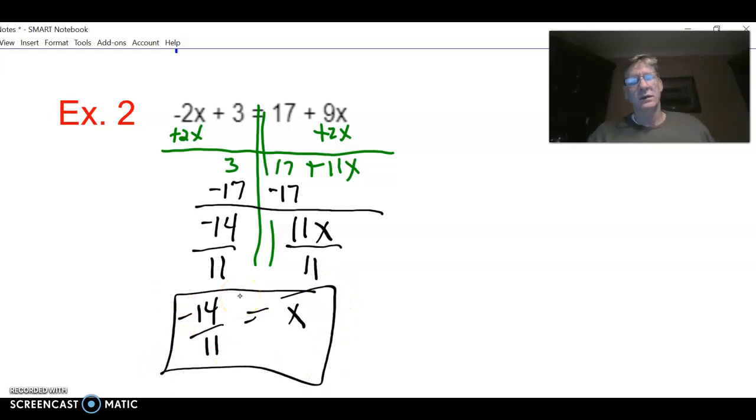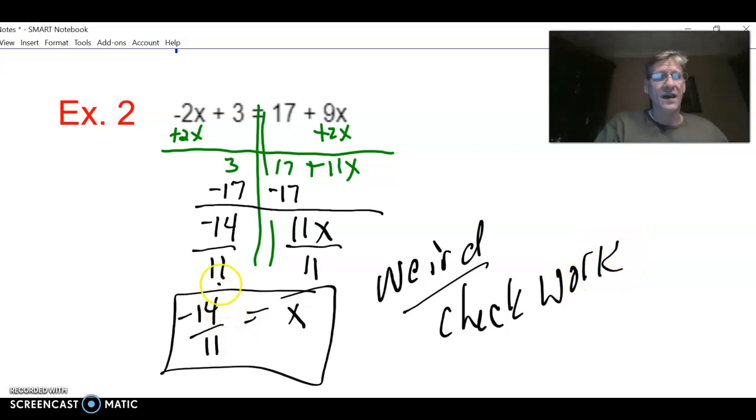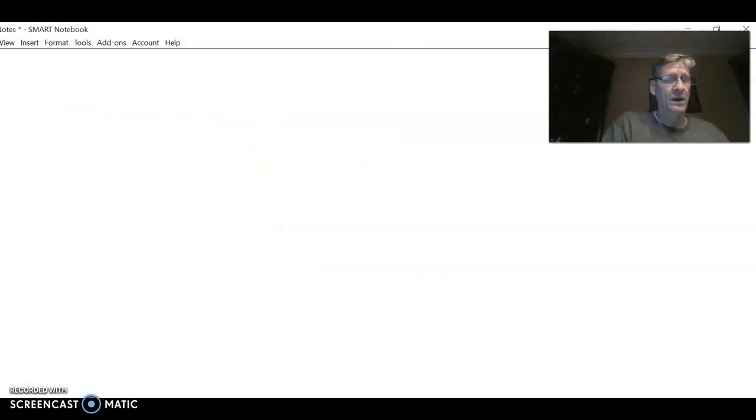Wow. Gross. That can happen. Not every number turns out to be a nice integer value. I did go through and check my work because this looked weird. This is weird, so check your work. Plug that value back in for your x's and see what happens. Now, I'm not going to take up the time to do that. I did that, but I just want you to know you can get answers like that.